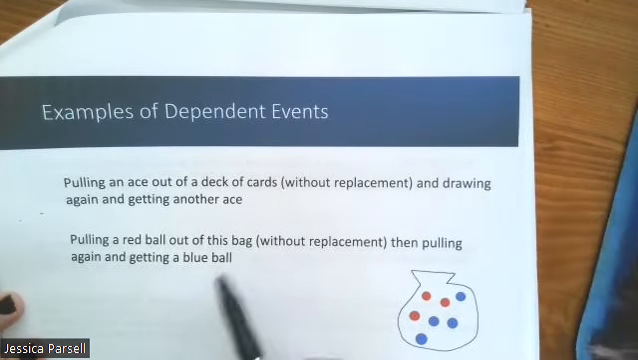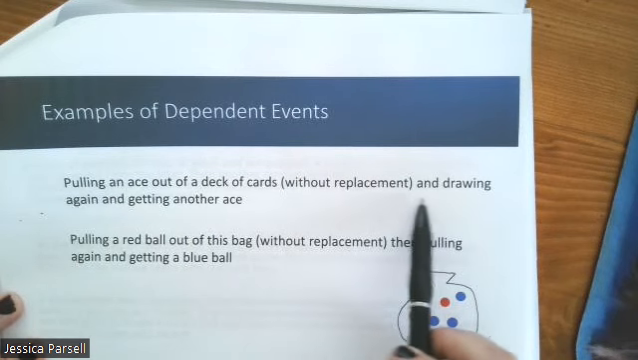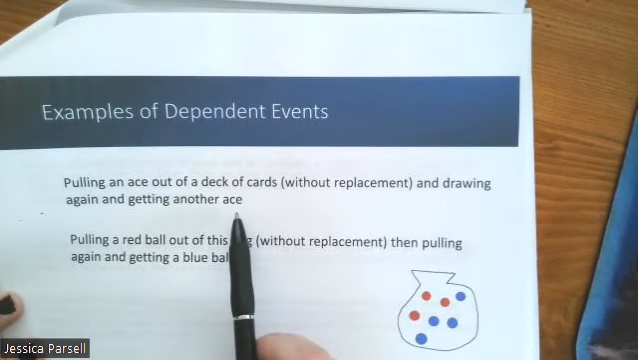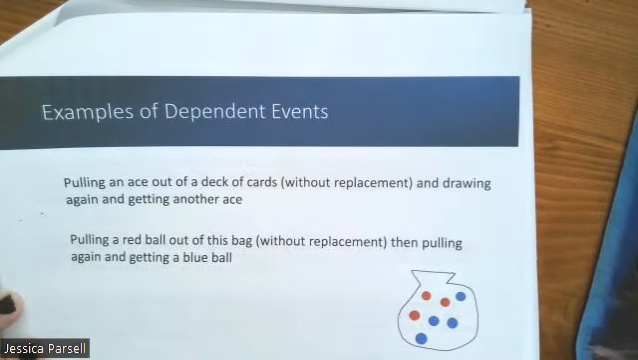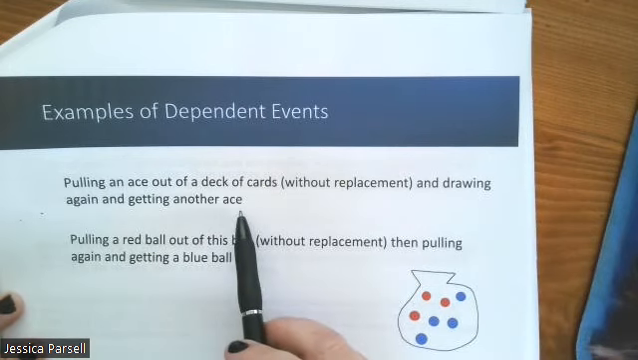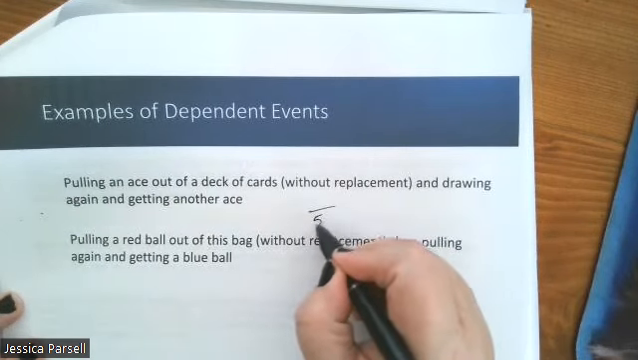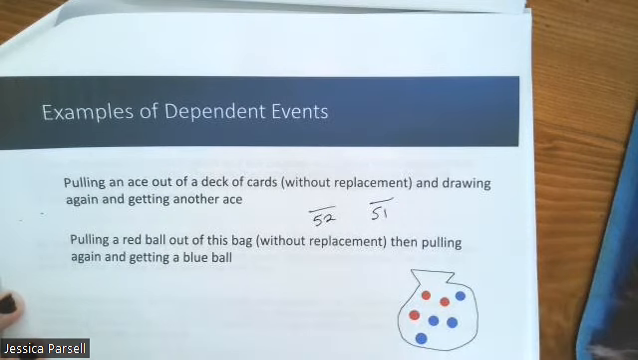Here's just some simple examples of dependent events. Pulling an ace out of a deck of cards without replacement and drawing again and getting another ace. If you pull an ace out of a deck of cards, then you throw it away, and then you draw another card and you get another ace, well, the denominator is going to change, right? The first time there's 52 cards in the deck, and the second time there'd only be 51 cards in the deck. So it's going to change. That's why they're dependent. Or here's a little sack: pulling a red ball out of this bag without replacing it, then pulling again and getting a blue ball.